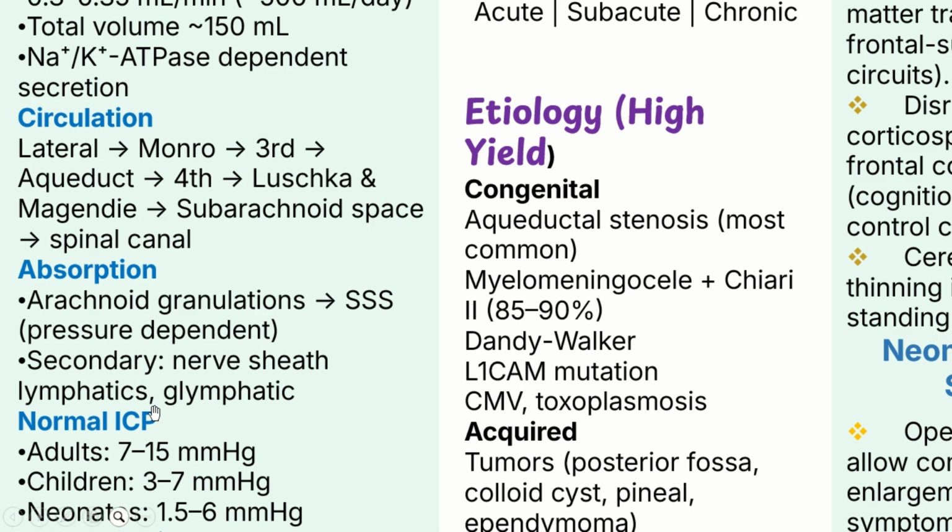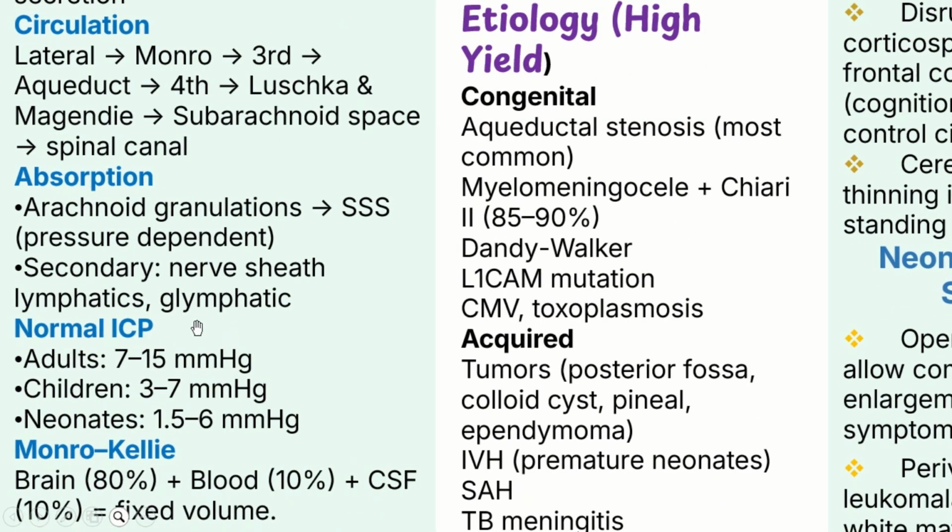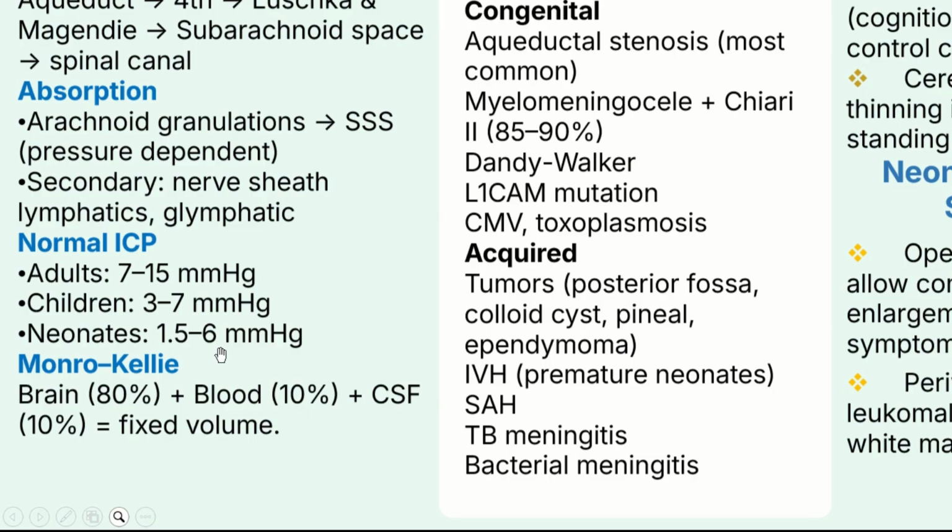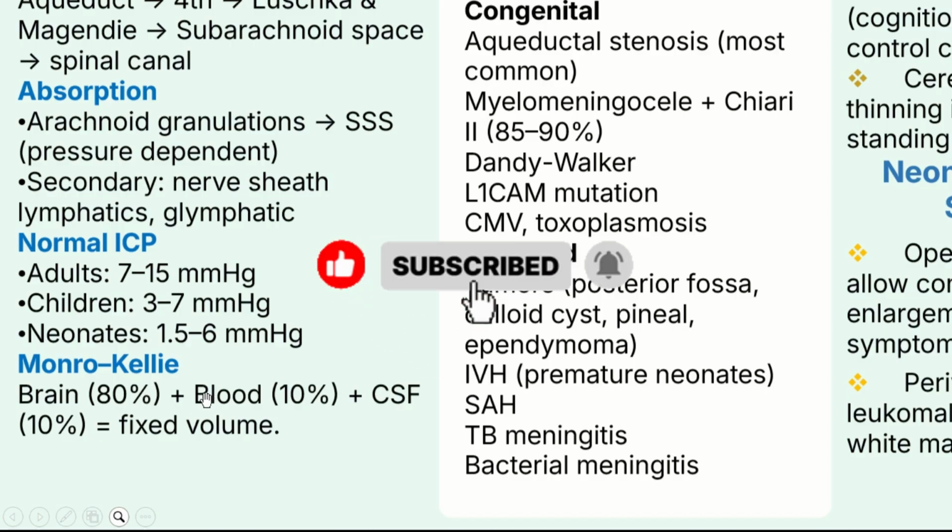In normal adults, the intracranial pressure is around 7 to 15 millimeters of mercury. In children, it's about 3 to 7, and in young infants, about 1.5 to 6 millimeters of mercury. The Monro-Kellie doctrine, which Monro and Kellie came up with, says that the brain is a fixed volume containing 80% brain, 10% blood, and 10% CSF. In hydrocephalus, the CSF is increasing more than 10%, and this is compensated for by reducing these other percentages to keep it at 100%.